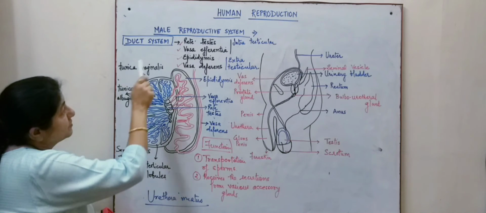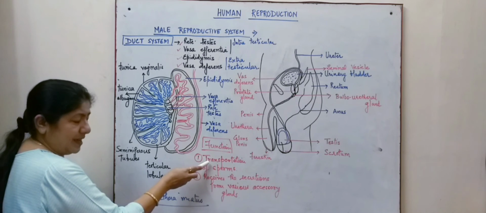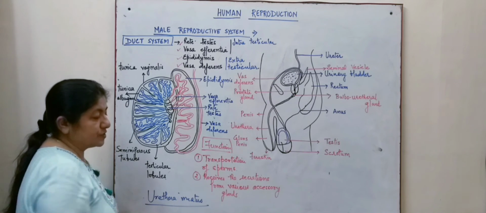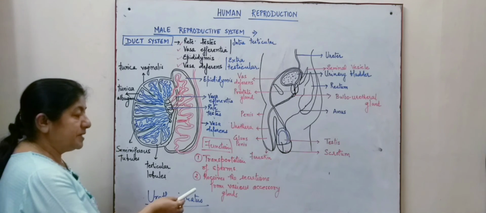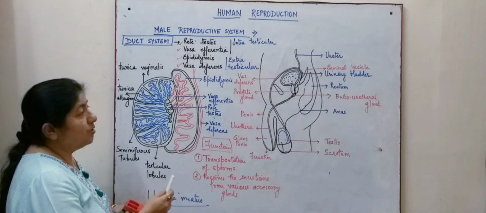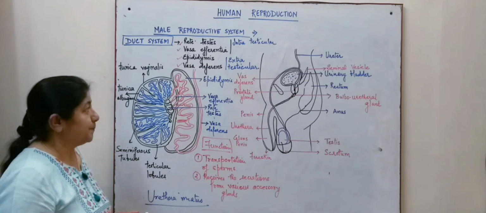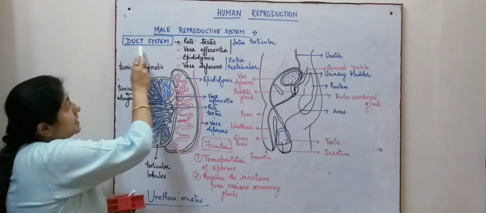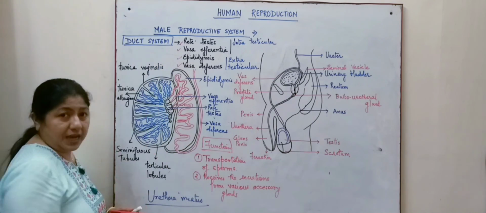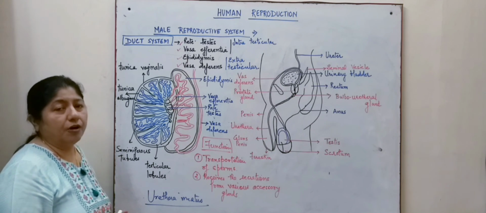So here we have studied the duct system, which chiefly performs two functions: it enables the transportation of the sperm, and it also receives the secretions from various accessory glands. When we study the accessory glands, you'll be able to understand how the secretions of the glands make the passage of the sperms easy. So in short, the duct system is an important system consisting of the following ducts, which are involved in the transportation of sperms.